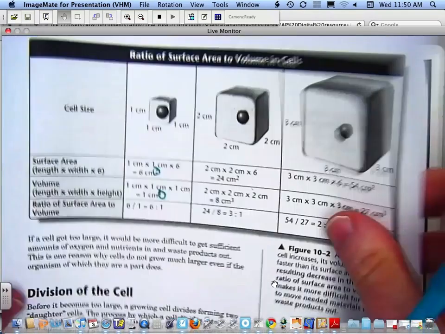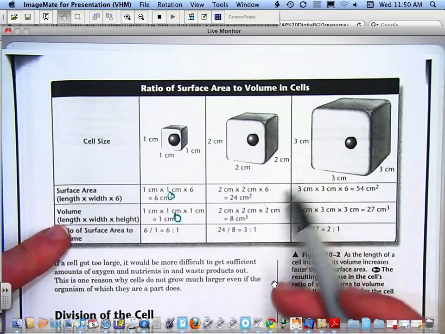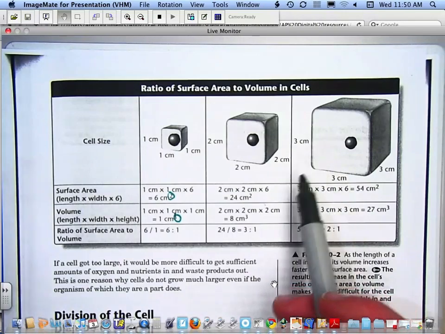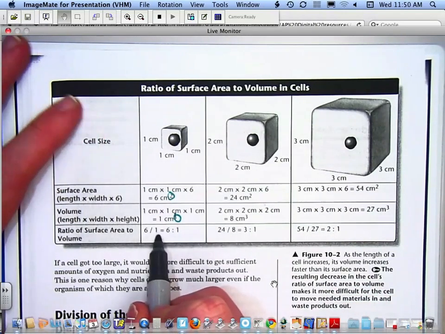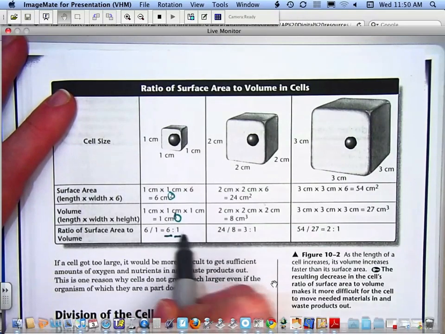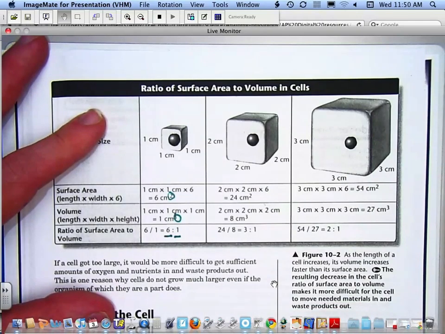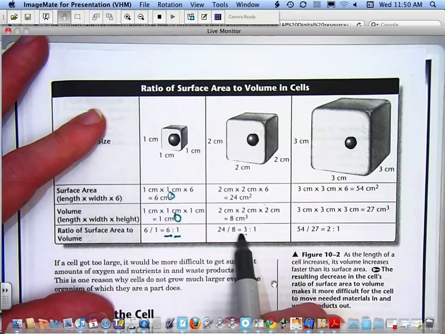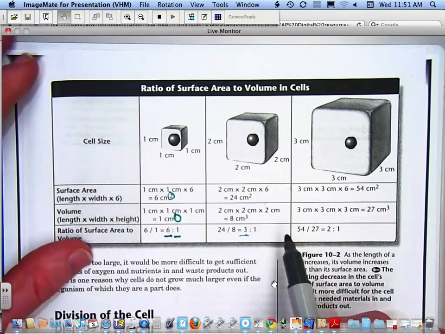And that's really important. Check it out. Even though the length of the cell only increased by 1 centimeter, the ratio of surface area to volume is half as much. Wow. Basically, you have 3 units of surface area for every 1 unit of volume. Less surface area for volume.